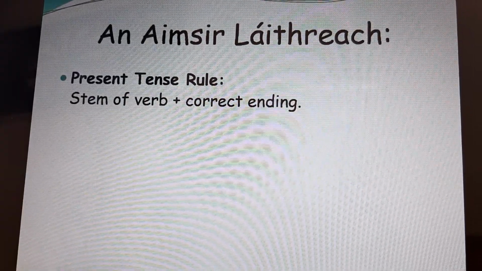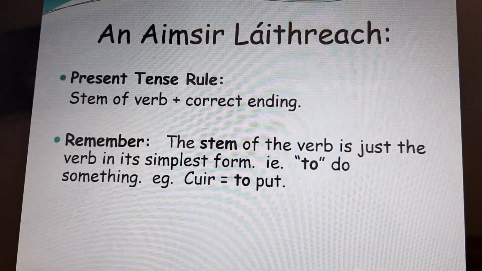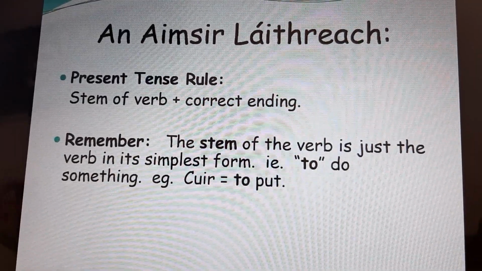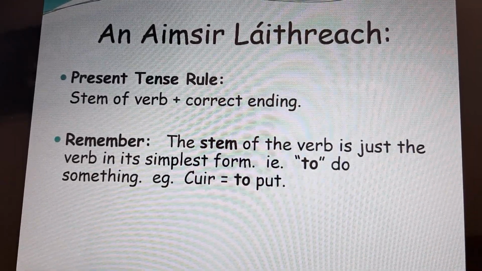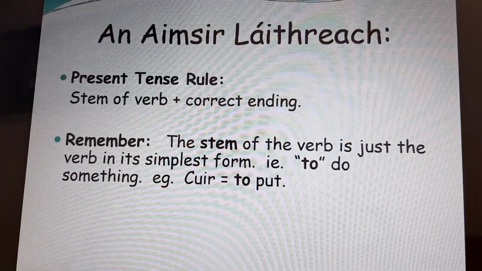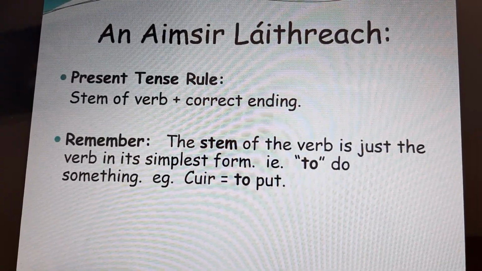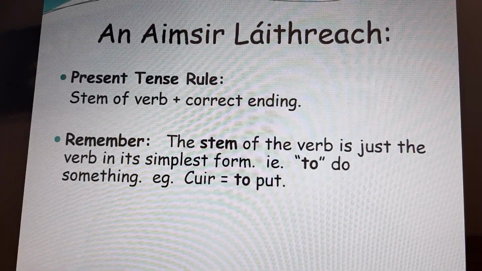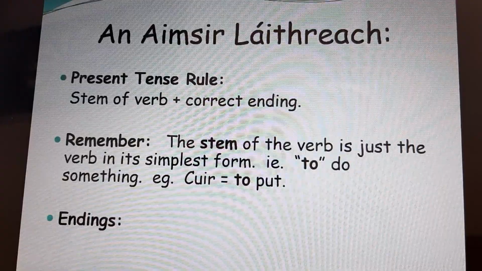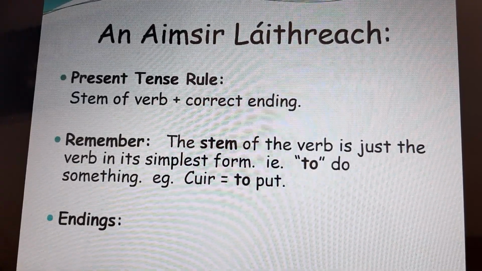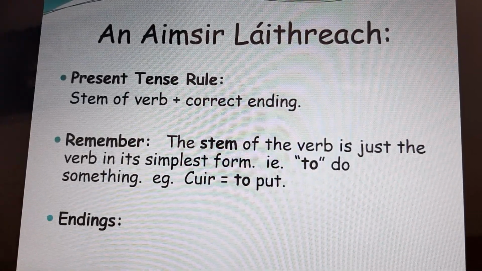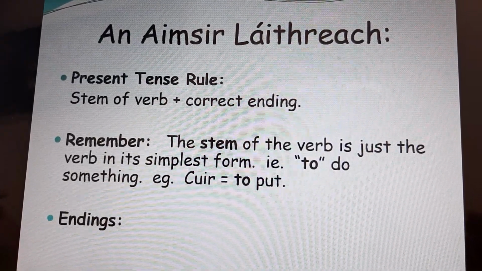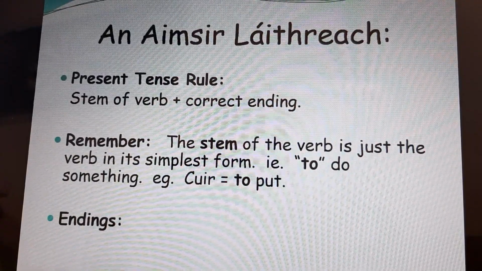Now, don't let the terminology throw you off. Remember, the stem of the verb is just the verb in its simplest form, the general action to do something. Exactly as you find it in the dictionary. So before you say when the action's been done or who's doing it, before you've done anything to it, it's the verb in its simplest form as you find it in the dictionary. So cuir would be to put, las to light, éist to listen, fág to leave, ól to drink. I could go on forever. All of those wee stems are what you find in the dictionary before you get working on them.